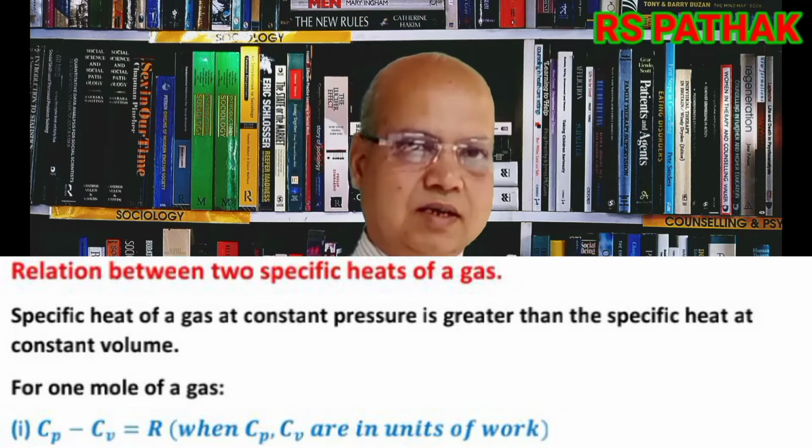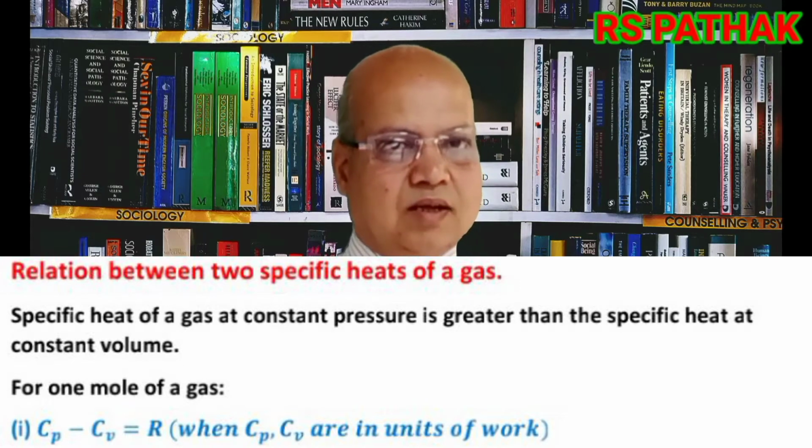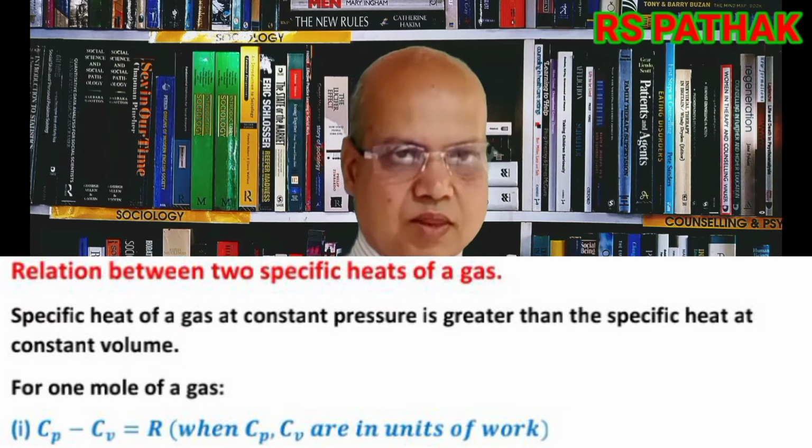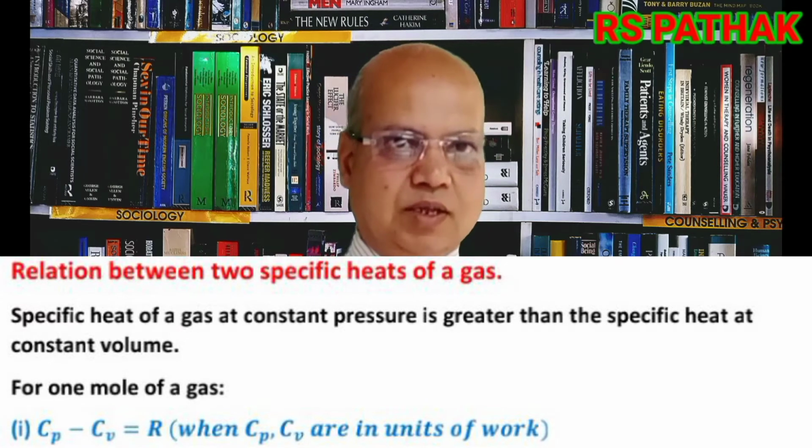Now, relation between two specific heats of a gas. First relation is Cp minus Cv equal to R, where R is the ideal gas constant. Cp minus Cv equal to R upon J also. R is the universal gas constant for 1 mole of a gas.